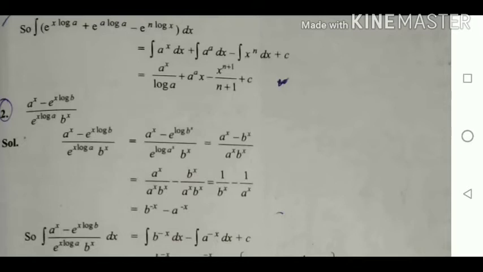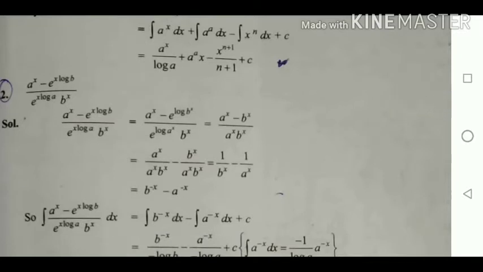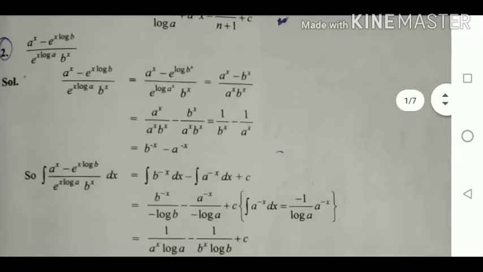Now I am separating the elements a power x and b power x like this: a power x divided by a power x b power x, minus b power x divided by a power x b power x. After cancelling, we get 1 by b power x minus 1 by a power x. This is nothing but b power minus x minus a power minus x. So the integration of the given expression dx equals integration of b power minus x dx minus a power minus x dx plus c.